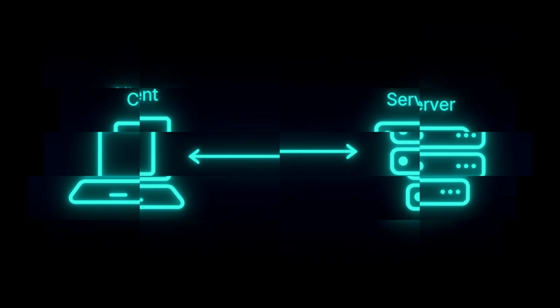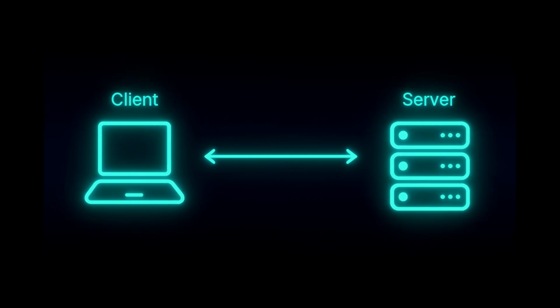To understand how SSH works, let's break it down into a few key components. There are two main parts, the SSH client and the SSH server. When you initiate an SSH connection from your local machine, that machine is the client, while the remote machine is the server. So how do you authenticate with SSH?